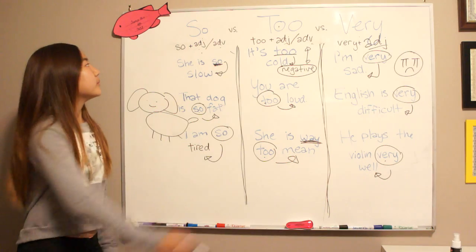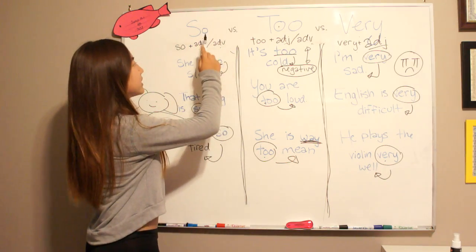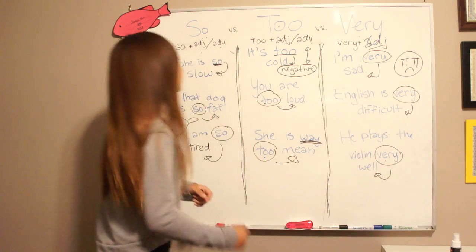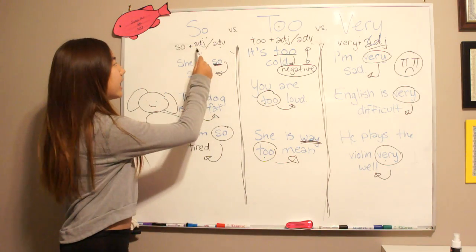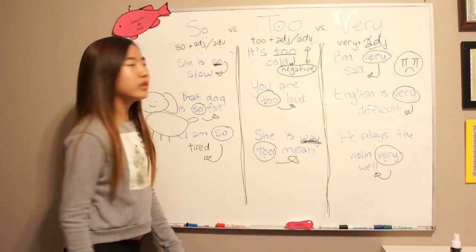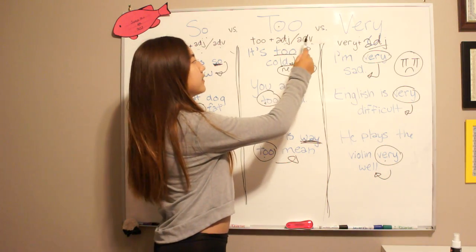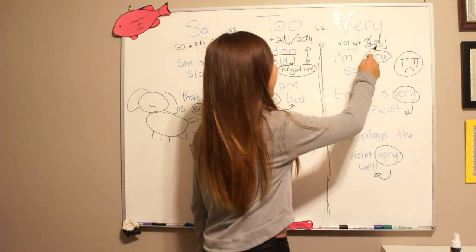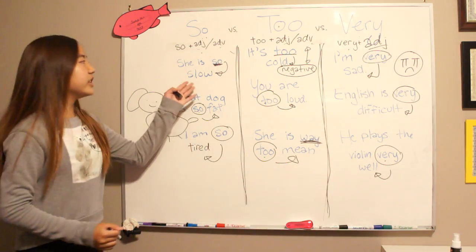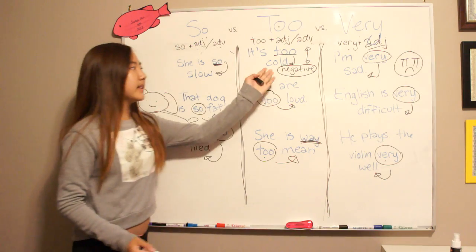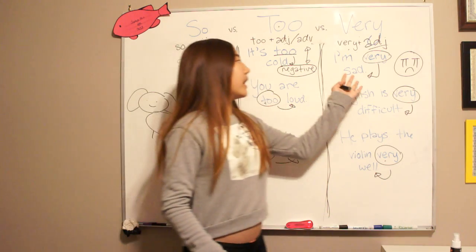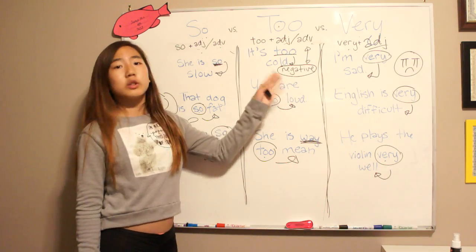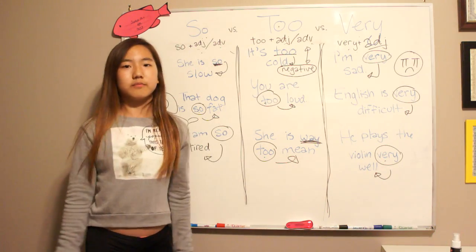Now let's review the three words: so, to, and very. So goes before an adjective or an adverb. To goes before an adjective or an adverb. And lastly, very goes before an adjective. She is so slow. It's too cold. And I'm very sad. And remember, to is mostly used negatively.